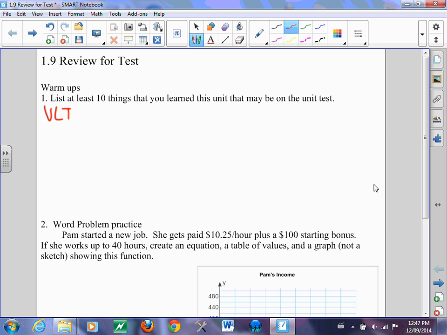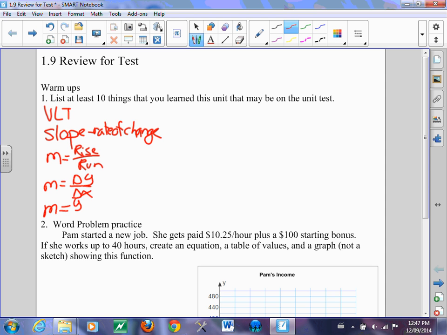We first of all have vertical line test. We know slope. Slope is the rate of change. And based on slope, we learned 3 formulas. Slope equals rise over run. Slope also equals delta y over delta x. Slope also equals y2 subtract y1 over x2 subtract x1.